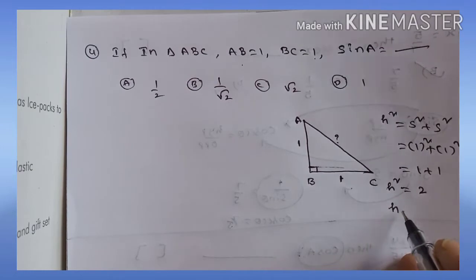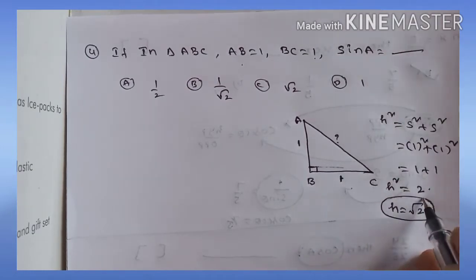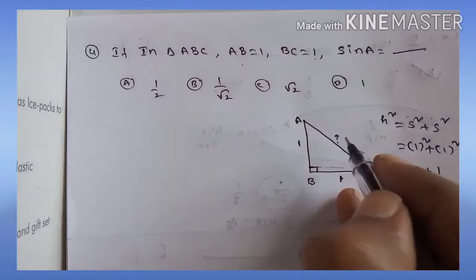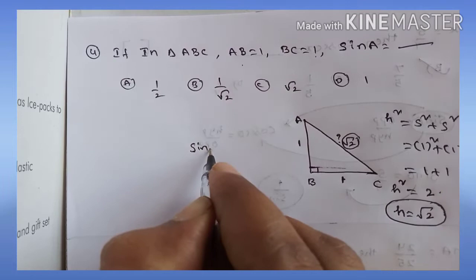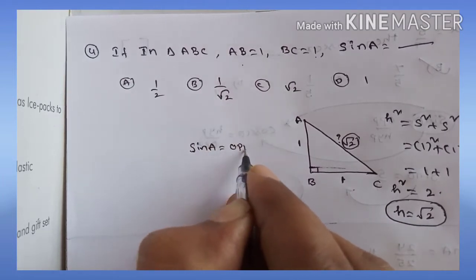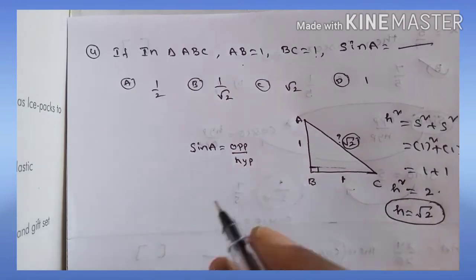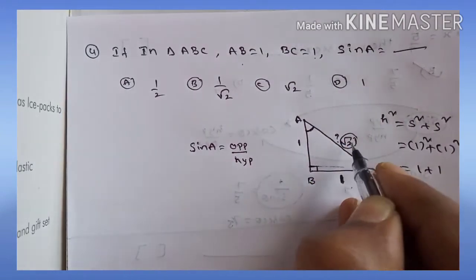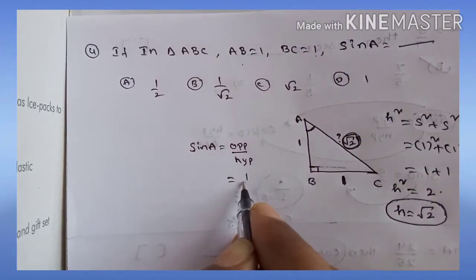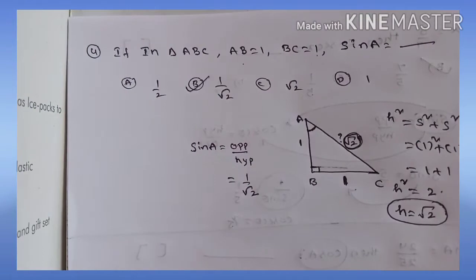Now the value of the hypotenuse, transposing the square, is square root of 2. Now this value we got as root 2. Then we can apply sin A is equal to opposite side by hypotenuse. Opposite of angle A is 1, hypotenuse is root 2. So the result is 1 by root 2.